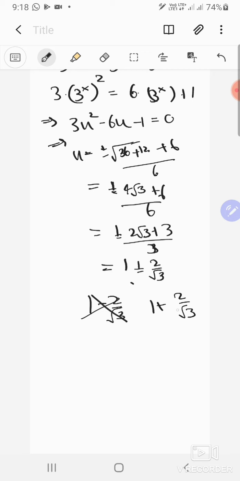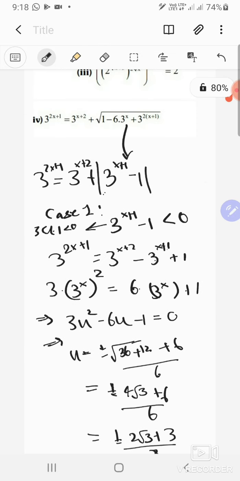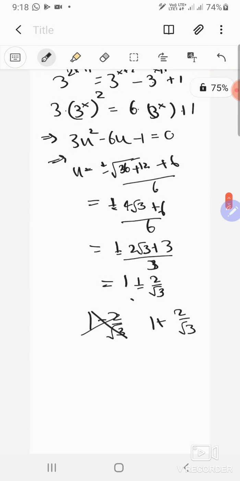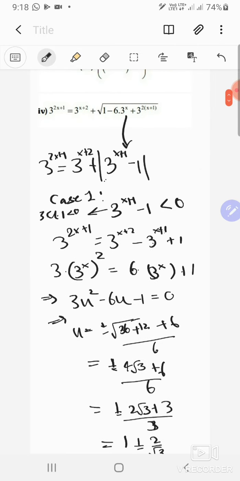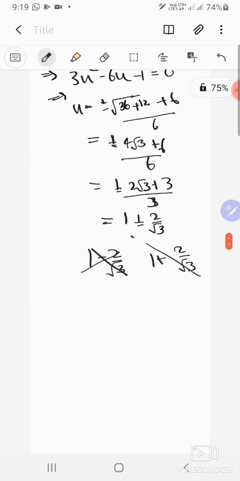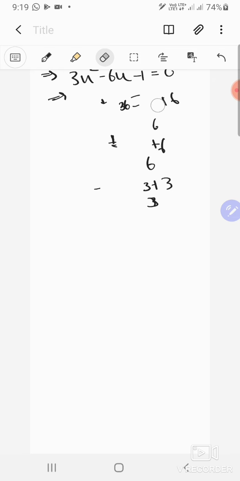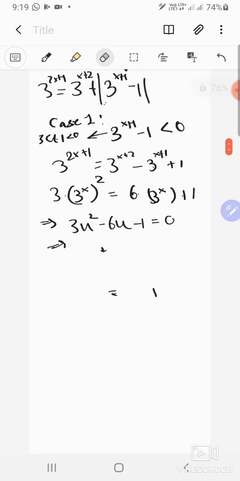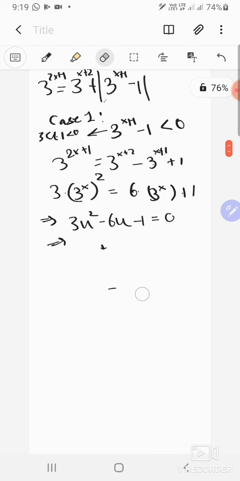So is 1 plus 2 by root 3 less than 1 by 3? No, obviously it's not, because 1 is obviously greater than 1 by 3. So it's not less than 1 by 3, which means this is also not acceptable. So this whole case is not giving any kind of solution. Okay, that was case 1.